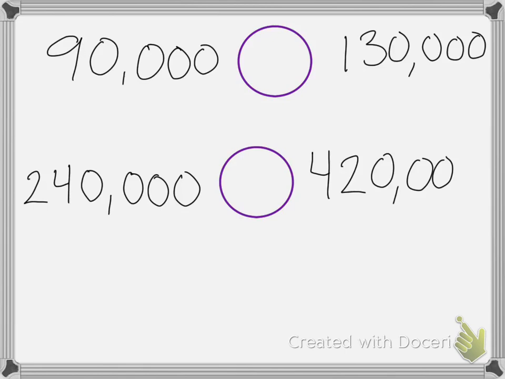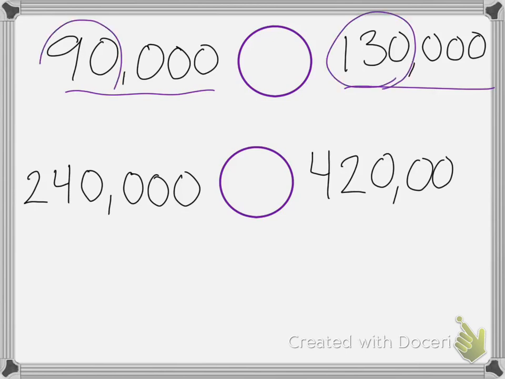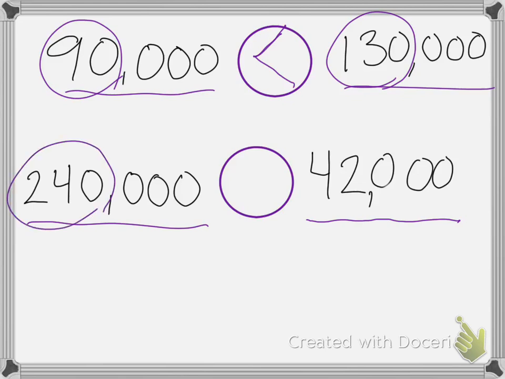Okay, what about these ones? I have 90,000 and 130,000. Well, 130 is bigger than 90. So I'm going to use this symbol, the less than symbol. Okay. And now I have 240,000 and 42,000. I've got my comma in the wrong spot. 42,000. Well, 240 is bigger than 42. So I'm going to use the greater than symbol.